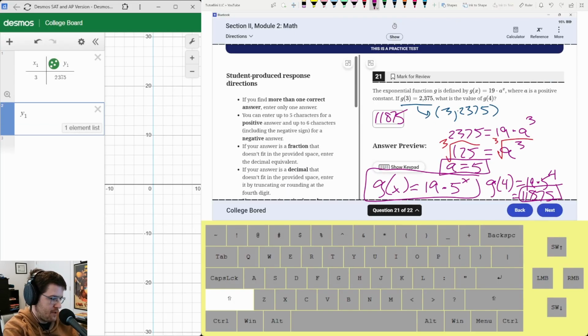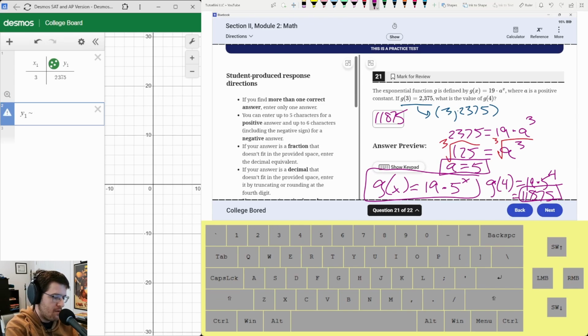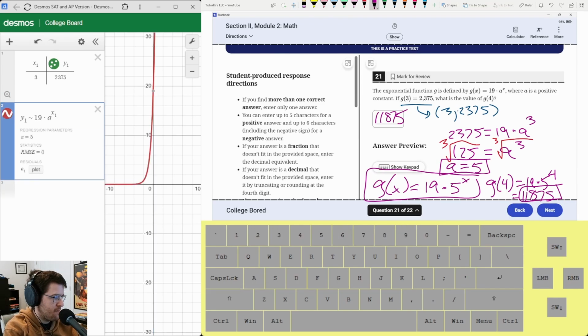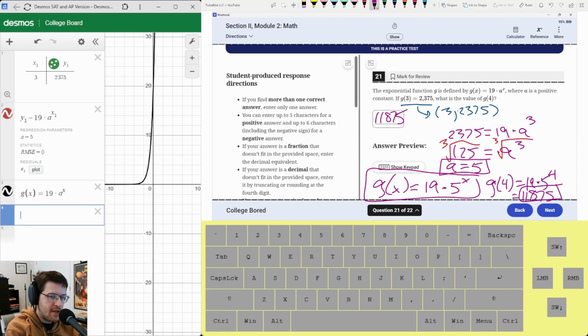Now I'm going to do y1 tilde 19 times a to the x1. And it tells me a equals 5. That's what we got. So let me type in g of x equals 19 times a to the x. And if I type in g of 4, I get the same answer, 11875.